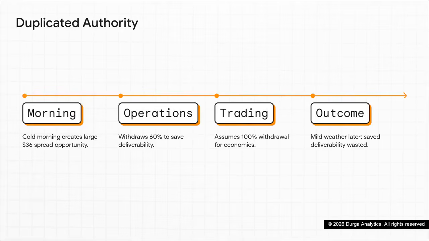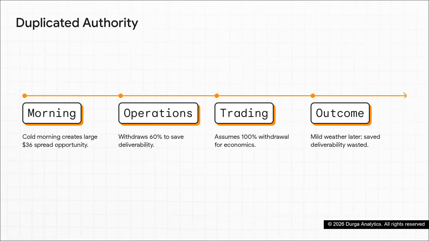Let's examine a U.S. composite case study that really highlights duplicated authority. Picture a highly profitable cold morning. The spread is jumping to $36. Operations, looking closely at physical constraints, decides to withdraw at 60% to save deliverability for later in the week. Meanwhile, the trading desk assumes 100% withdrawal to capture that massive $36 spread. Well, the weather forecast later in the week turns mild, and that saved deliverability was never even needed. Neither party informed the other precisely because both felt fully empowered.